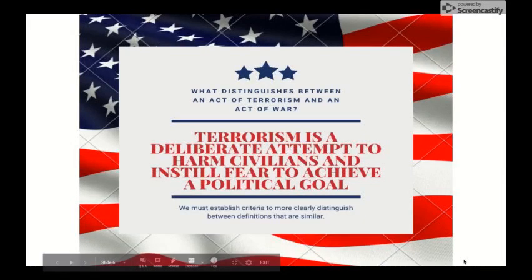If the definition of terrorism has the criteria in it that it is a deliberate attempt to harm civilians, it's easier to make the distinction between terrorism and an act of war. The example given by Hillocks is of the bombing of the U.S. Embassy in Beirut, Lebanon. Hillocks argues that this was a terrorist attack because the embassy was a symbol of the U.S. government. The harming of the civilians in the embassy was intentional.